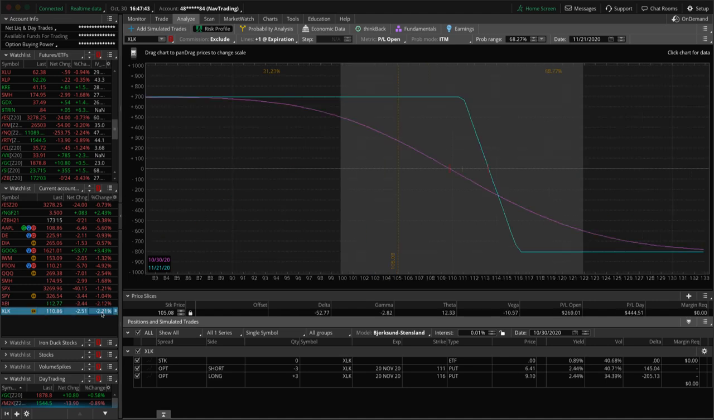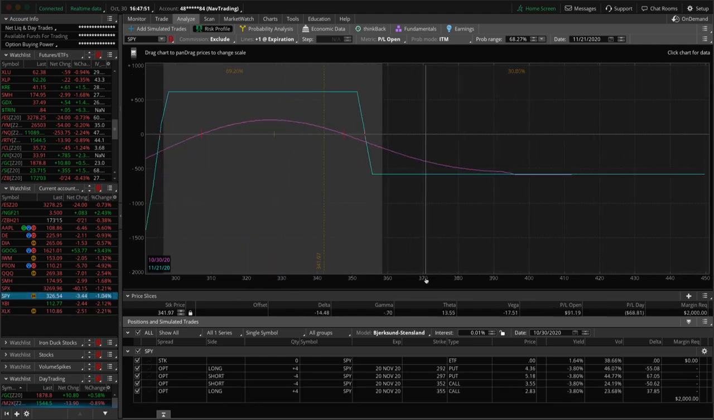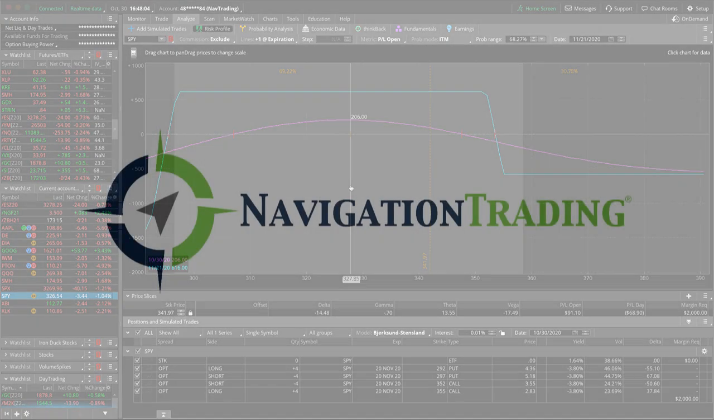And then we've got XLK, which is another short delta vertical. Price is hanging out just inside the range here. And then lastly, SPY. We've got an iron condor that's getting close. It's about 30% of max profit. We may close this one out on Monday as well, just to, again, lighten our positions, but we'll see what happens. We'll see where everything's at. Those are all of our alerts.